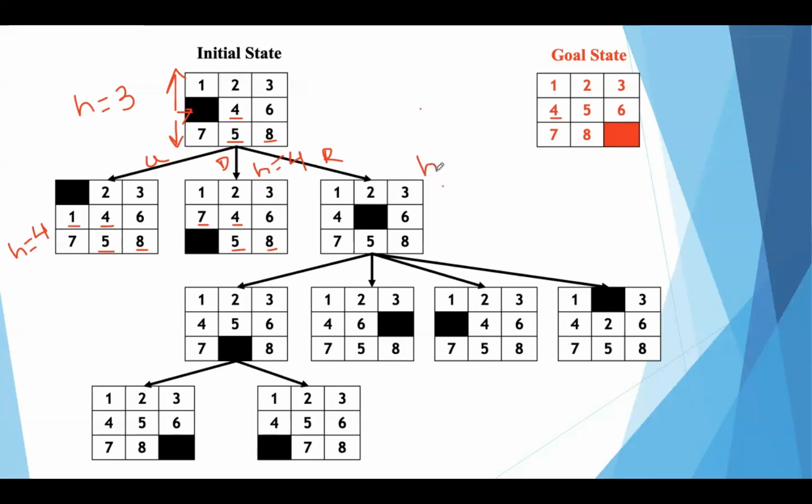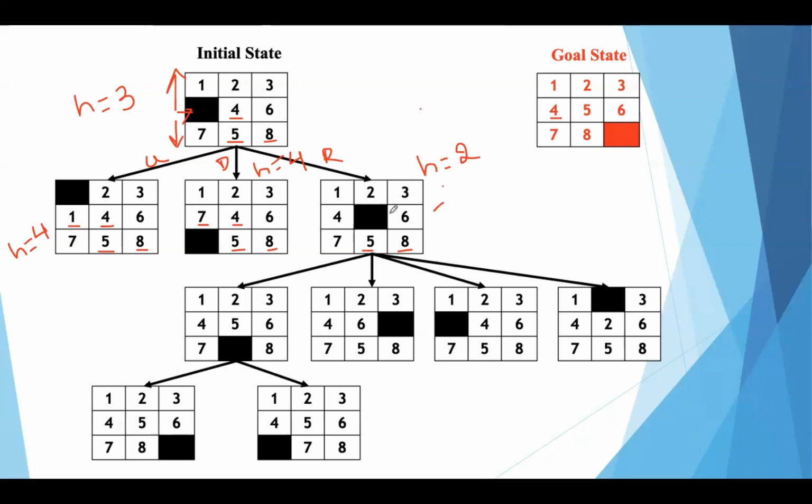Next for the third one. 1, 2, 3. Yes, right position. 4, right position. 6, yes. 7, yes. 5 is misplaced and 8 is misplaced. So heuristic value is 2 for this one. So we have 4, 4 and 2 heuristic values. So always we need to choose the intermediate state which is having least heuristic value. So we need to explore this now.